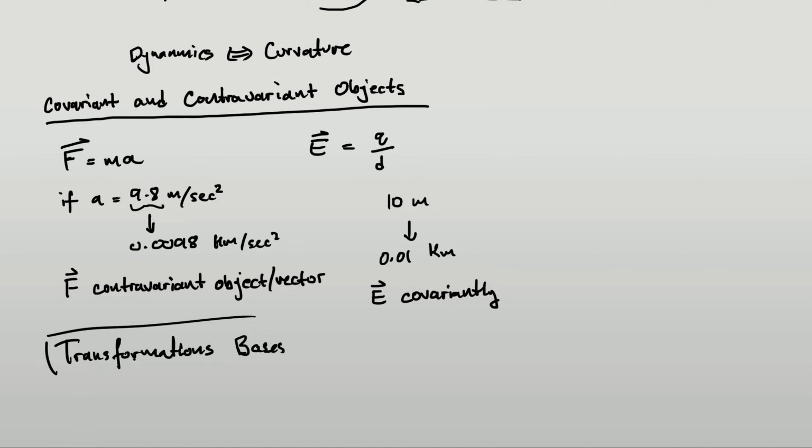Transformations between bases, and this is a key concept here. This is a very key concept because ultimately it comes down to how things transform. How things transform is going to play a big role in general relativity, and it's going to play a big role in many other disciplines as well, right?